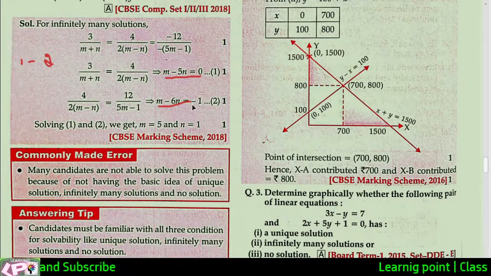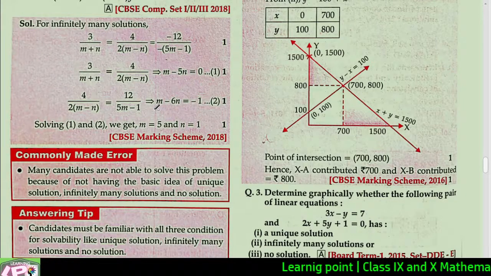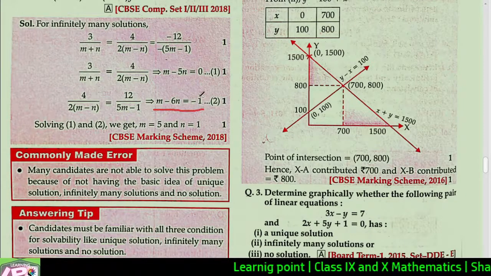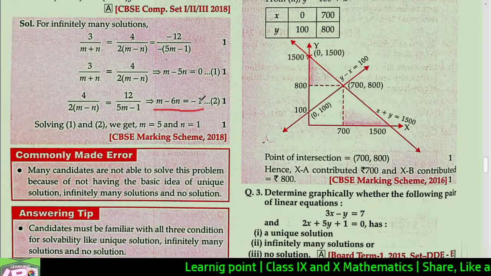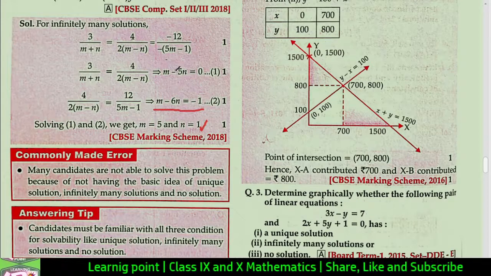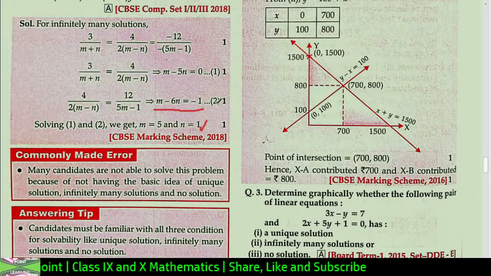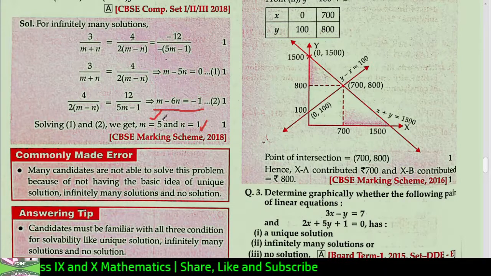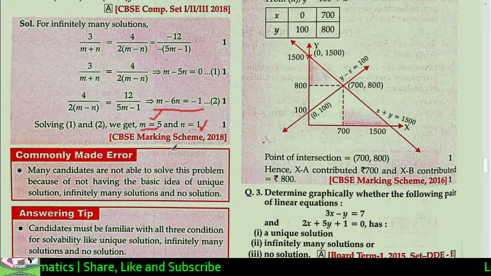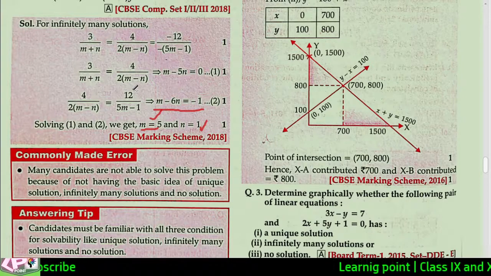Now look here, this is already minus, so that's why this will become plus. 0 plus 1 means just 1. Therefore n is equal to 1. Then if you substitute the value of n in either equation 1 or 2, you will get m is equal to 5. This is the way of finding the values of m and n. Try to practice more and more of this type of problem because it's very important, as I told you earlier.